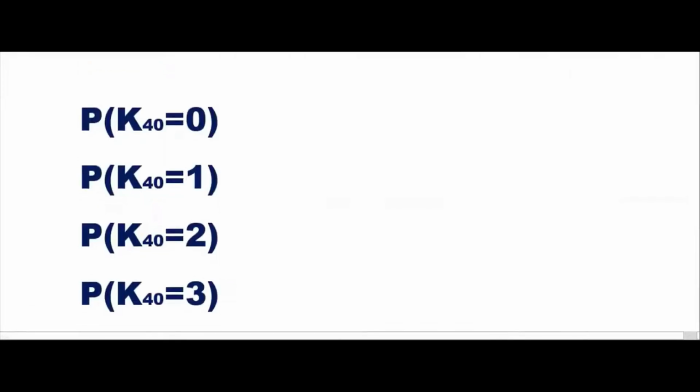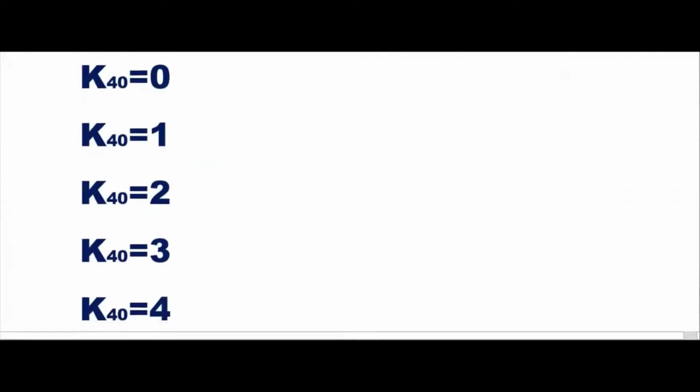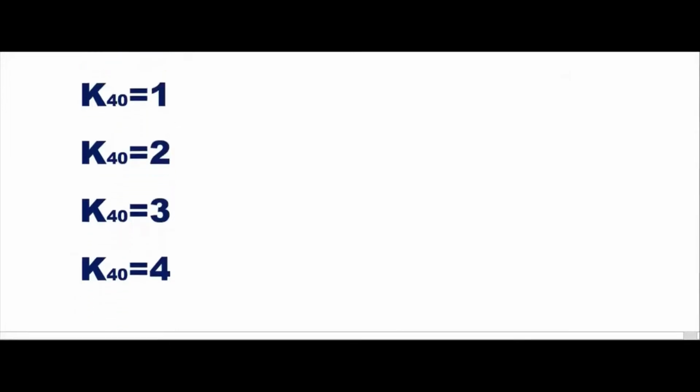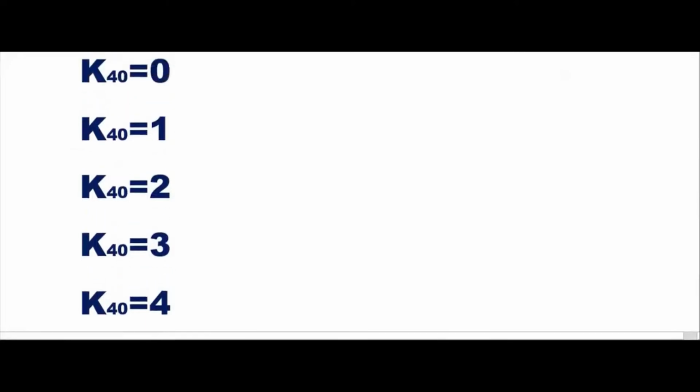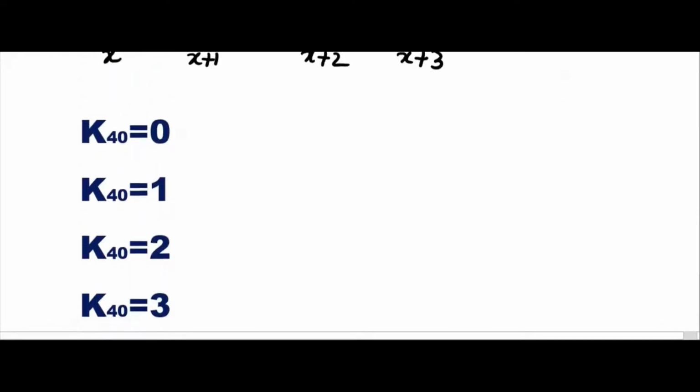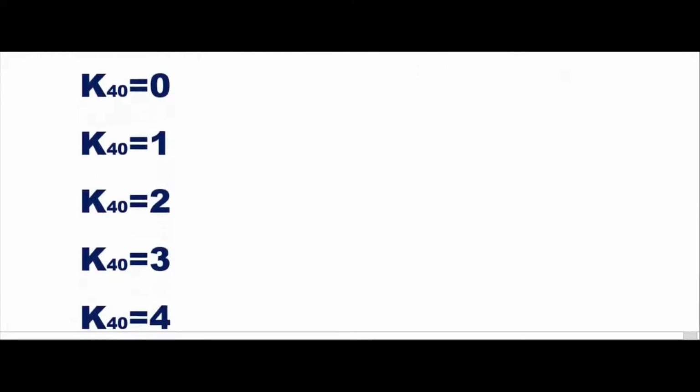The age is 40. So, if the age is 40, what is the probability that K40 will be 0? These are all the possibilities. I have not written all the possibilities here, I have written only a few possibilities here. These are the events. Possibilities, I say, not the probabilities. These are the possibilities of K40. What is the random variable K40? What are the events or possibilities? These are the possibilities 0, 1, 2, 3, 4.